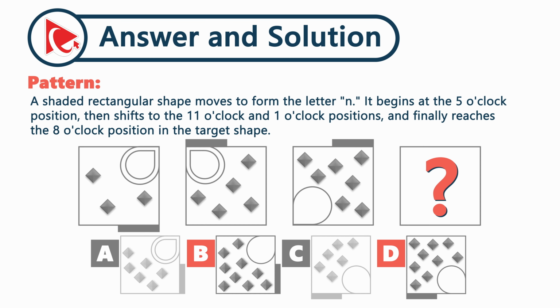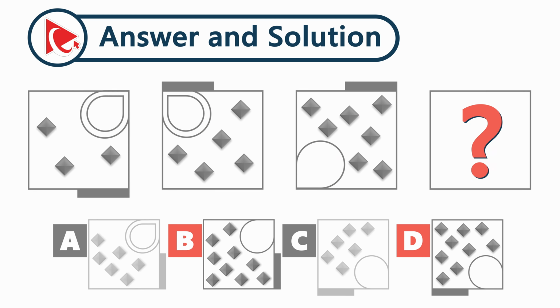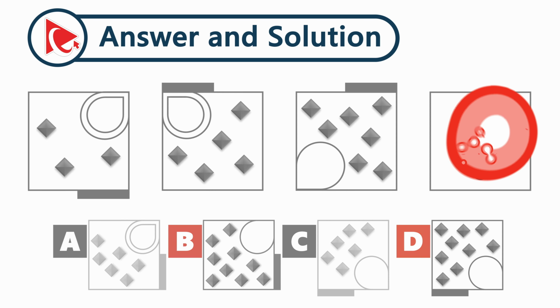The third pattern here is the pattern of the water drop shape, which is probably the most interesting. In fact, there are 2 types of water drop shapes. The first one has double lines, and then the second type, starting in shape 3, would be a single line water drop shape. If you look closely, you will see that the water drop shapes with double lines are positioned close together at 11 o'clock in shapes 1 and 2. Starting from shape 3, the sequence changes to single line shapes. The single line water drop shapes are then placed at the opposite corners at 8 o'clock and then at 5 o'clock. Based on this, we can easily conclude that the correct answer here is choice D.